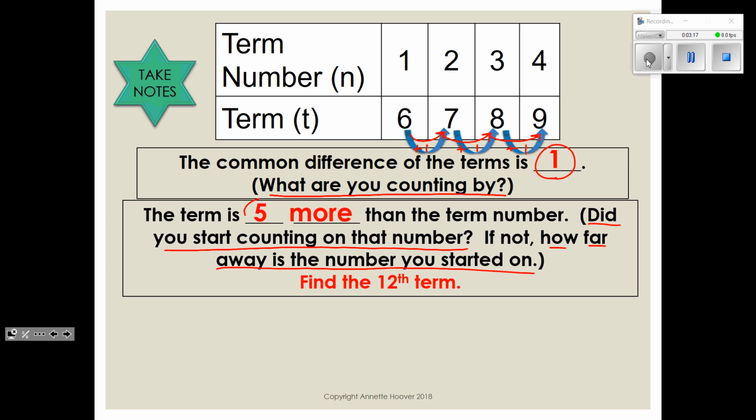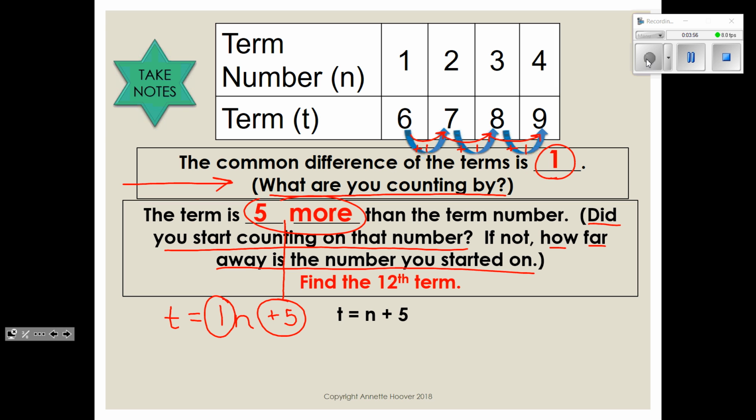Now with these two bits of information, we're going to write our equation. We're going to write an equation that starts like this. You're going to put the term number, you're going to have a number that you plug in here, and then you're going to have something that you plug in here. First of all, what are you counting by? We were counting by ones. So the first part of the equation is going to be 1 times n, or 2 times n if you're counting by 2's, or 3 times n. Then, since we did not start counting on ones, but we started on a number that was 5 more, at the end of the equation we're going to add 5.